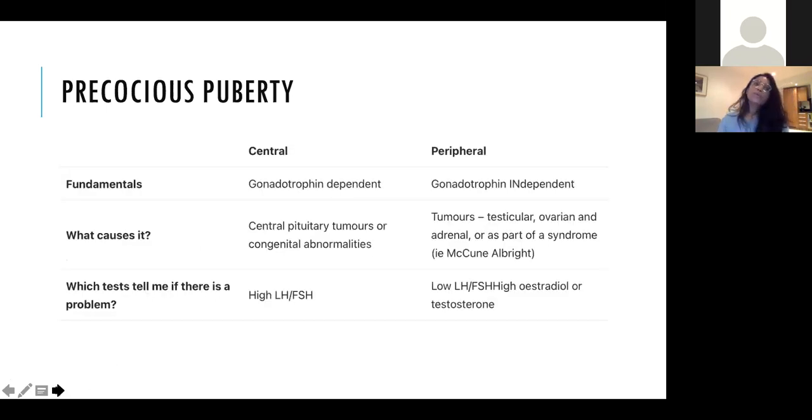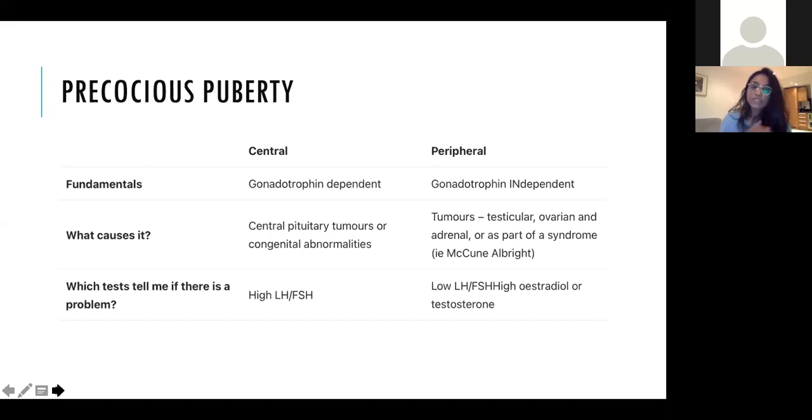Next, what I like to do is, let's say you have a child who we think has precocious puberty. What are we going to do next? I like to keep it simple. So I think about the causes, and when I do, I usually break it down. That just helps me understand it so much better. I usually do central and peripheral causes.